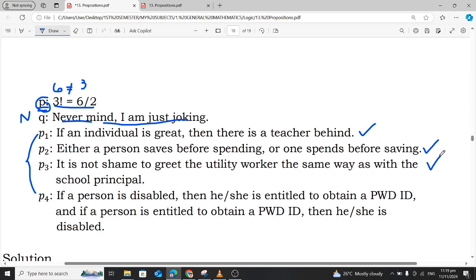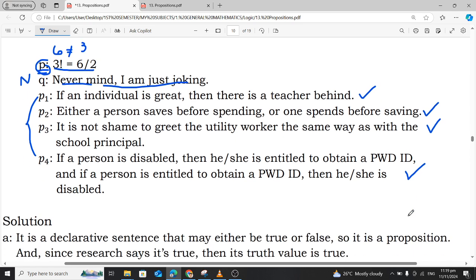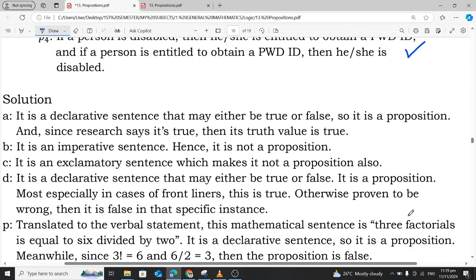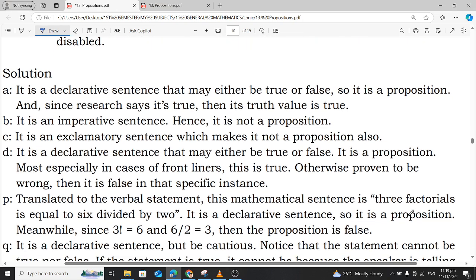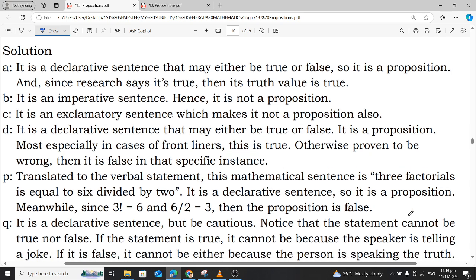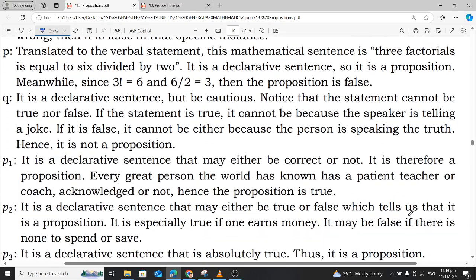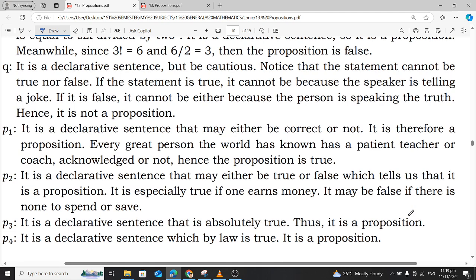Now the last one, if a person is disabled, then he or she is entitled to obtain a PWD ID. And if a person is entitled to obtain a PWD ID, then he or she is a disabled person. That is also correct. The truth value is true. So for these four, their truth value is true. Okay. Now, here are the solutions, class. If you are confused with my discussion, then you can just stop the video and try to read the solution or explanation to each of the problems. Okay? Sige.